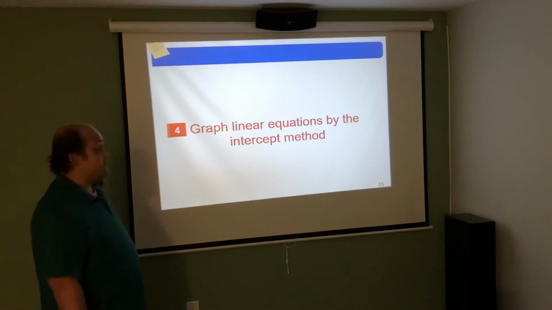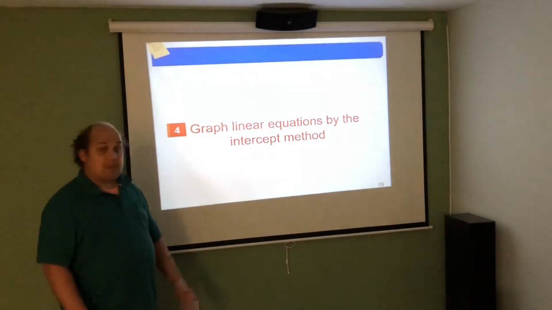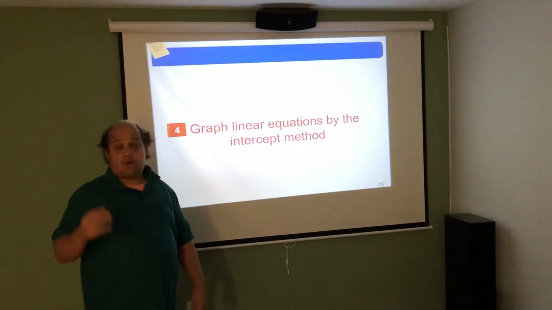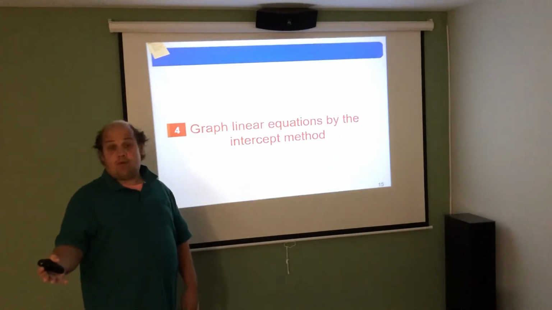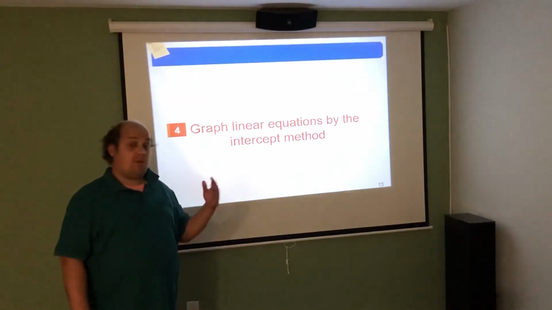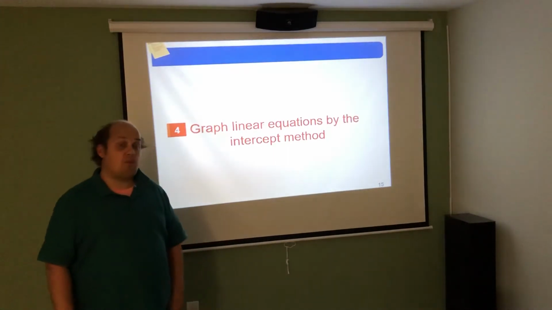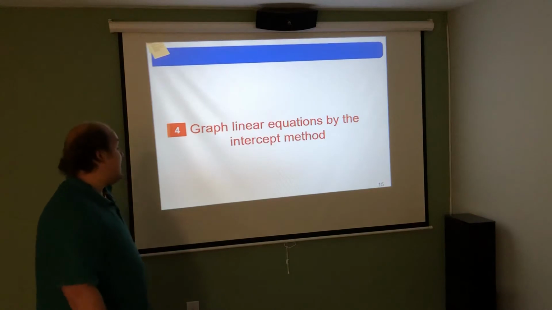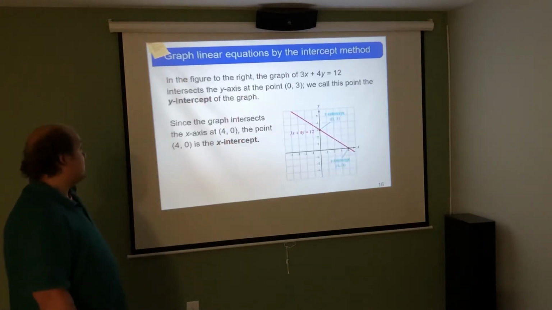Graph linear equations by the intercept method. So the intercept method is going to ask us, where do these things equal 0? First, we're going to put in 0 for y and solve for x. Then we're going to put in 0 for x and solve for y. Hopefully that'll give us 2 different points that we can then connect and draw a line.